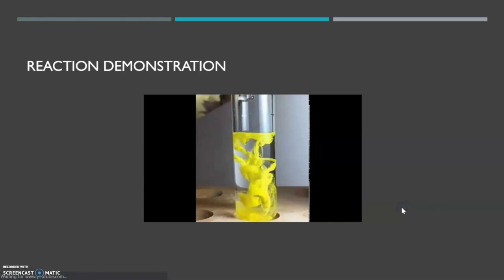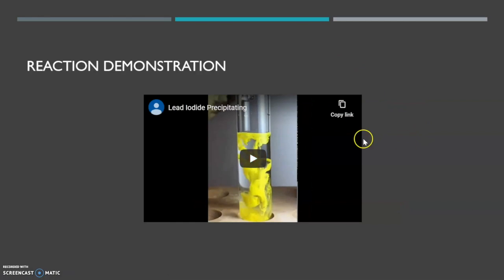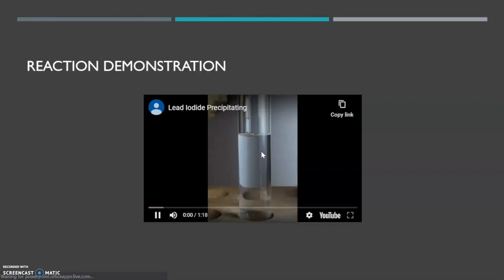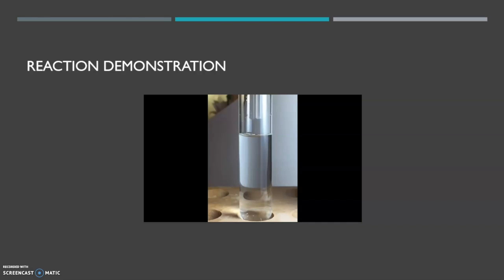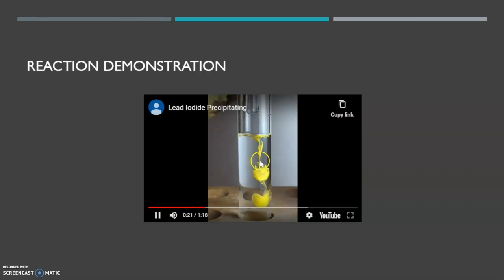And finally, we have a reaction demonstration of the lead iodide precipitating. So right here you could see the lead nitrate being dropped into the potassium iodide and forming the lead iodide precipitate, which is the yellow stuff right down here.